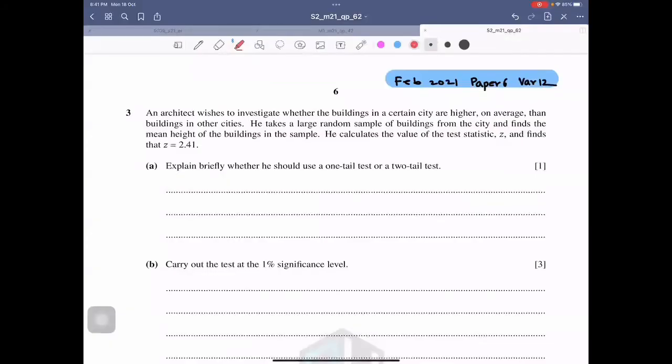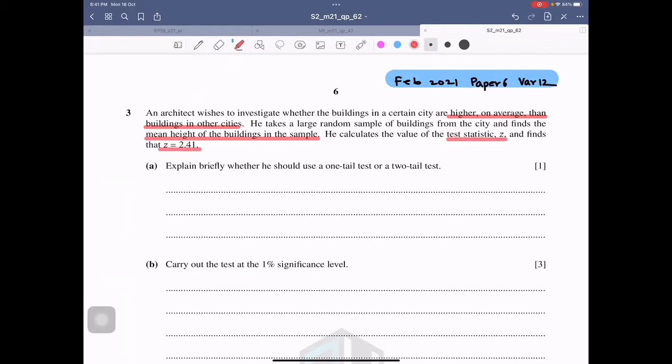Let's look at this question. This is question number 3 from the February 2021 S2 paper. An architect wishes to investigate whether the buildings in a certain city are higher on average than buildings in other cities. So higher, increase, upper tail test. That's how it sounds. He takes a large random sample of buildings from the city and finds the mean height of the buildings in the sample. So they are talking about the mean height, which means it would be either normal distribution or CLT. He calculates the value of the test statistic Z and finds that Z comes out to be 2.41.